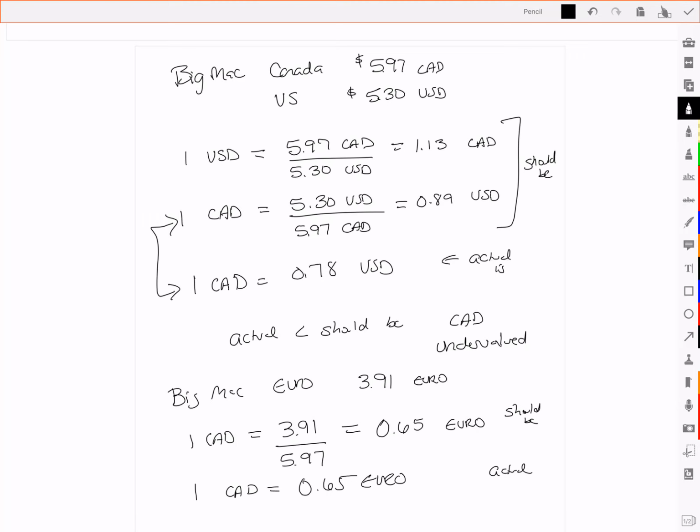In this level we're going to look at more about the Big Mac index and exchange rates and what changes the exchange rate. What changes the value of your currency versus another country's currency.